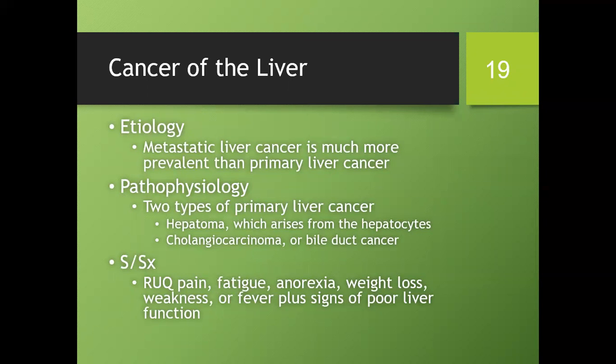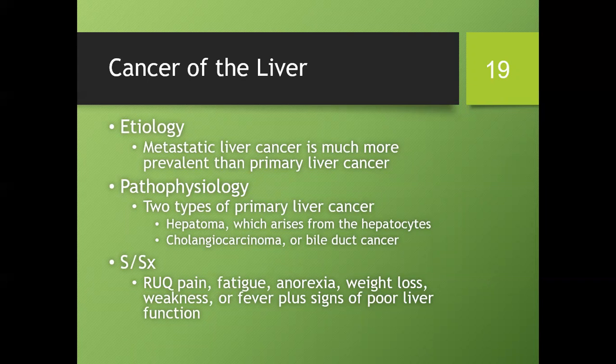Cancer of the liver. Metastatic liver cancer is much more prevalent than primary liver cancer. What that means is usually cancer that ends up in the liver does not begin in the liver. It begins somewhere else and it metastasizes to the liver. There are two types of primary liver cancer: hepatoma, which arises from the hepatocytes, and cholangiocarcinoma, which is bile duct cancer.